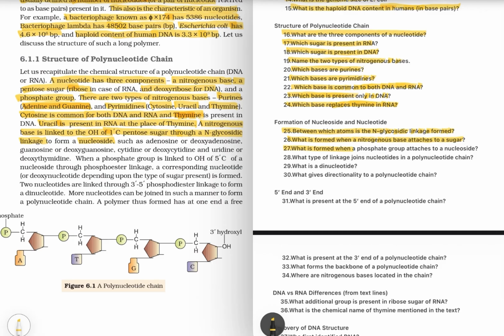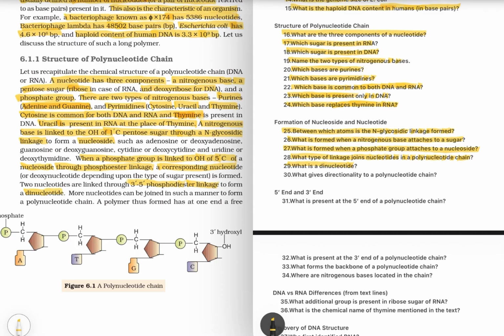What is formed when a phosphate group attaches to a nucleoside? When a phosphate group is linked to the OH of the 5' carbon of a sugar, it forms a nucleotide through phosphodiester linkage. What type of linkage joins the nucleotides in a polynucleotide chain? The corresponding nucleotides are joined together by 3' to 5' phosphodiester linkage. What is a dinucleotide? If two nucleotides are joined together, it is called a dinucleotide.